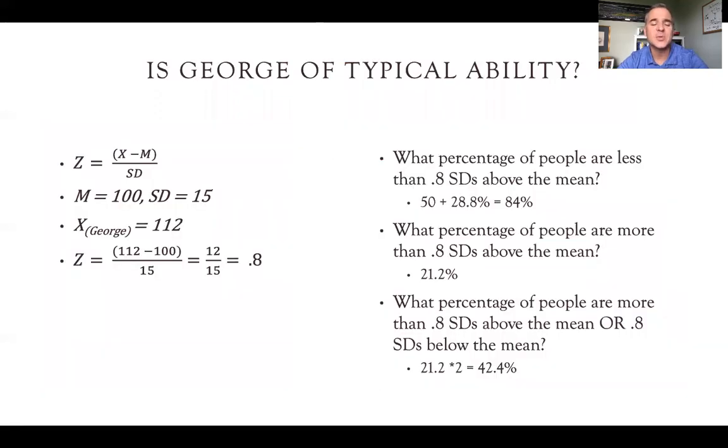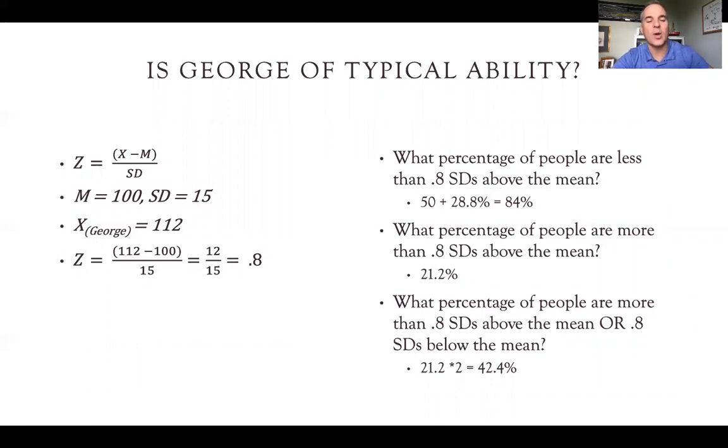Well, the way we do that is we calculate the Z-score around George's particular score. So we know the formula for Z is X minus M, or the particular value minus the mean, over the standard deviation. So X minus M tells us how far away from the mean the particular score is. And then we scale that by dividing it by the standard deviation to tell us how many standard deviation units that represents. So we know that in this case, M was equal to 100, and SD is equal to 15, and the X for George is 112.